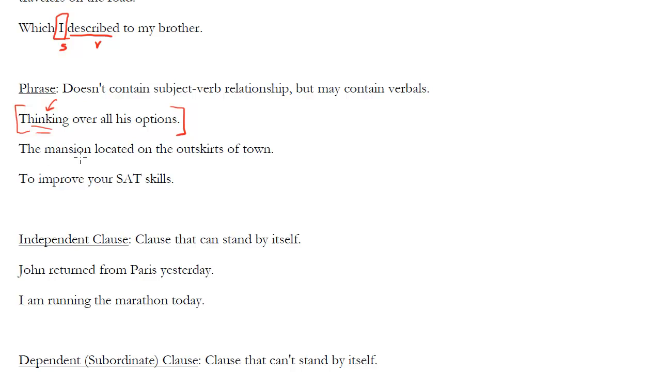How about this? "The mansion located on the outskirts of town." Again, this is a particular kind of phrase, which is a noun phrase because it contains combinations of nouns, prepositional phrases, adjectives, right? So it's a phrase because it doesn't contain a main verb and it could be part of a sentence, but it's not a clause. "To improve your SAT skills." So here we have a verbal, we have an infinitive, to improve, but it's not a main verb because it's not conjugated. Doesn't have number, doesn't have tense. Right? So, to improve your SAT skills.